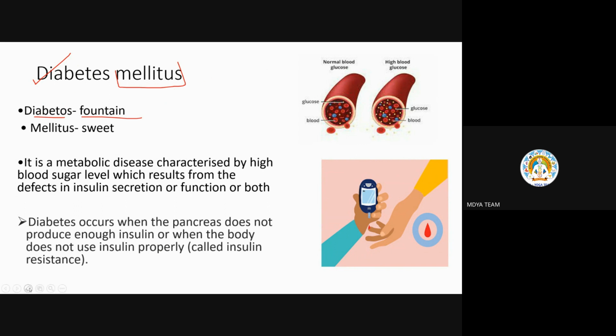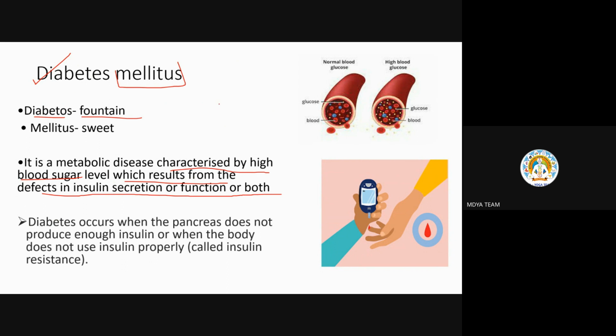Okay. So, what is it? It is a metabolic disease characterized by high blood sugar level. Okay, sugar level is high. Characterized by high blood sugar level, which results from the defect in the insulin secretion or functions, or both. Which means that this is diabetes.